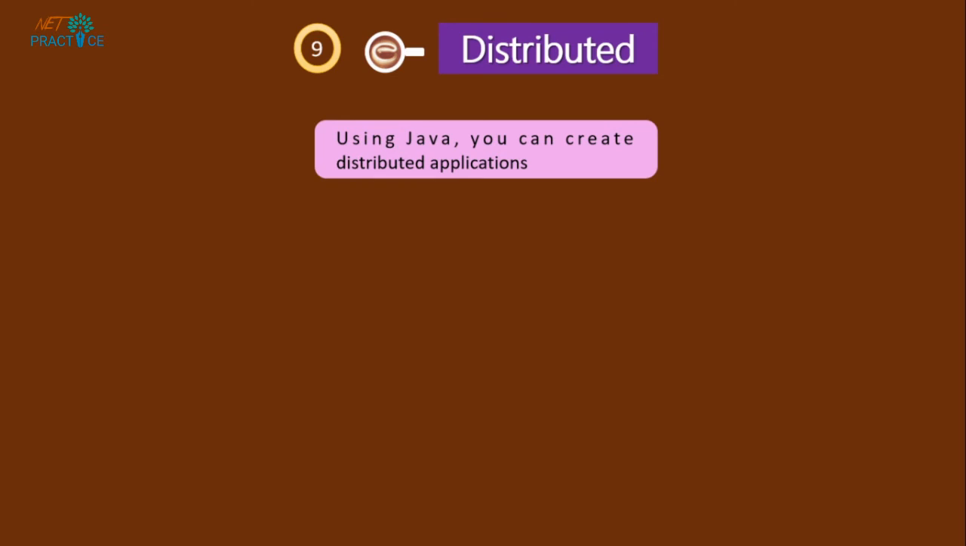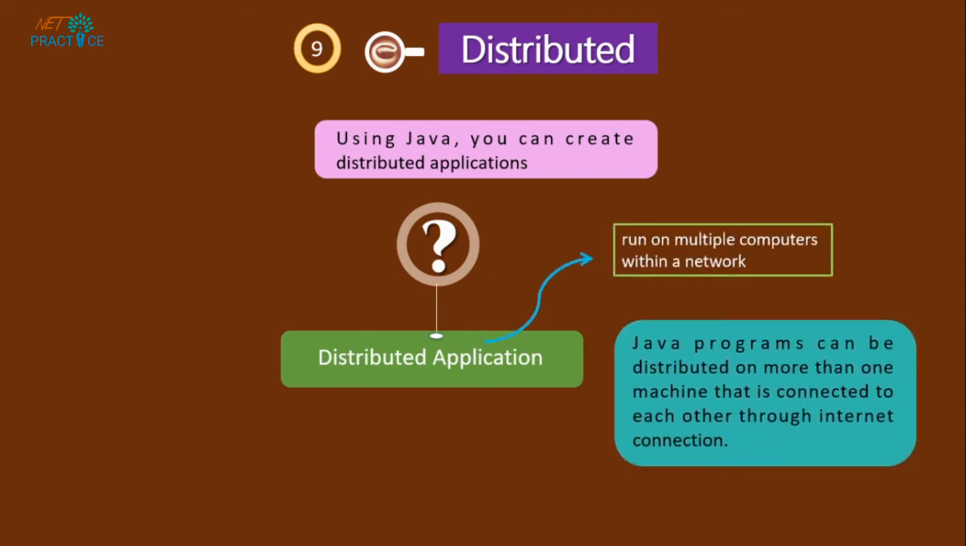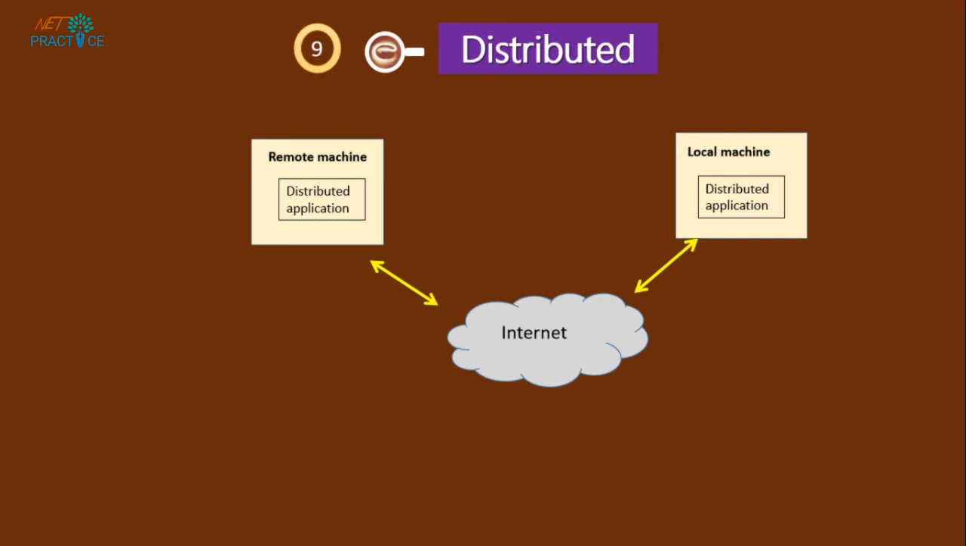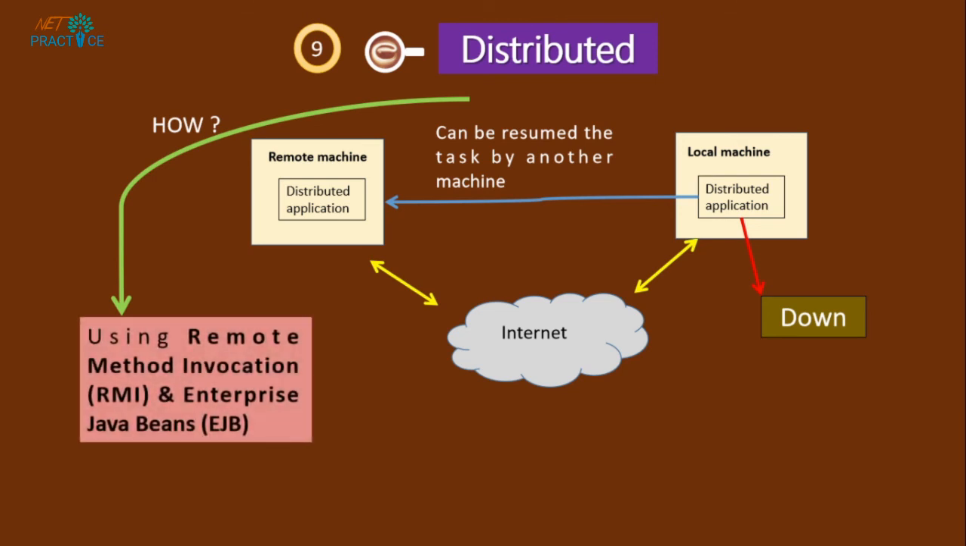Okay, and Java is distributed. What do you mean by distributed? Using Java, you can create distributed applications, which you can run on multiple computers within the network. If you create a distributed application using Java, then you can move this distributed application to another machine. You can access this application on another machine or remote machine through the internet connection. So if you run a distributed application on your local machine and it goes down, then it can be resumed by another remote machine. Now how? By using Remote Method Invocation and Enterprise JavaBeans. Now what are these? We will discuss in a later video.